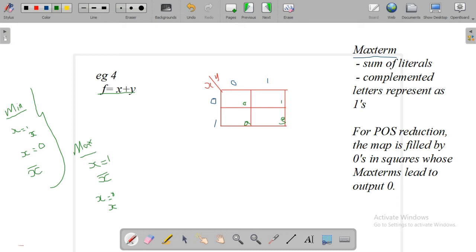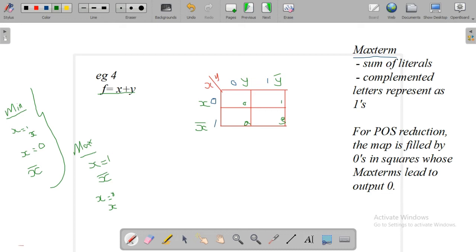So here what is the value of x equal to 0? So here this is the max term, so we are writing x. 0 means that is the same. But in the case of 1, we have to write the complement of the value. And here also y is same, but 1 means we have to write the complement, that is y dash.